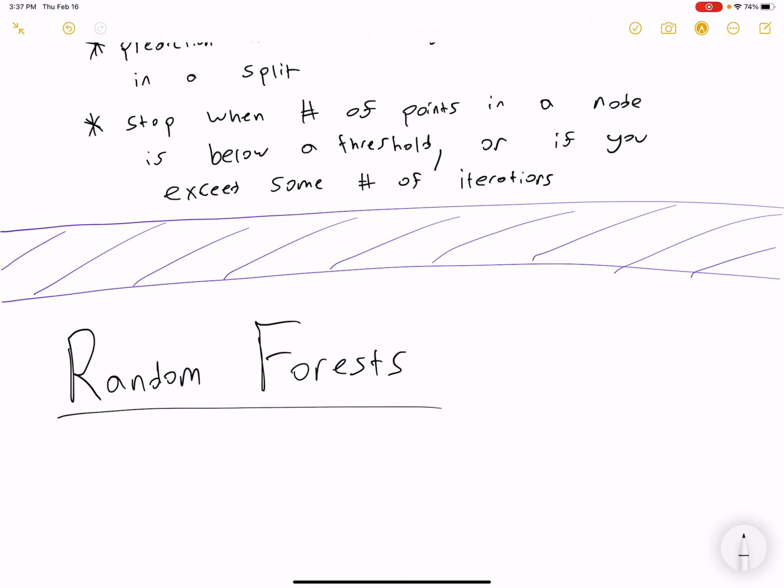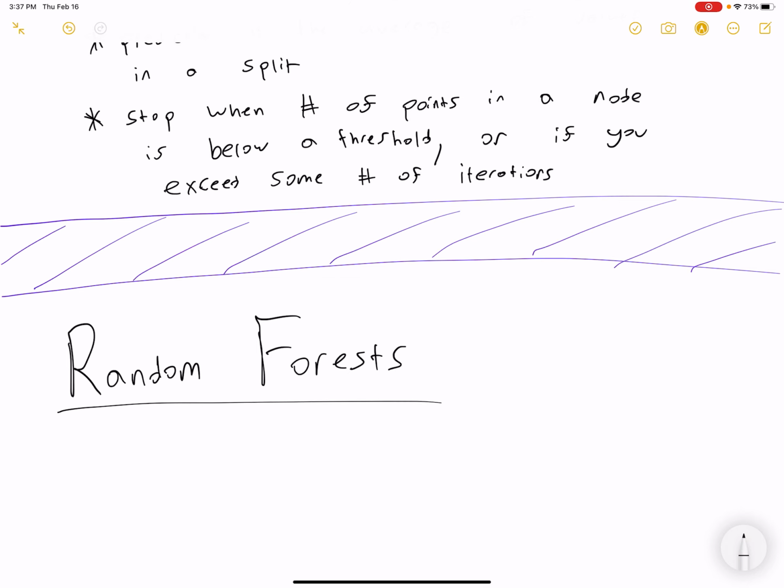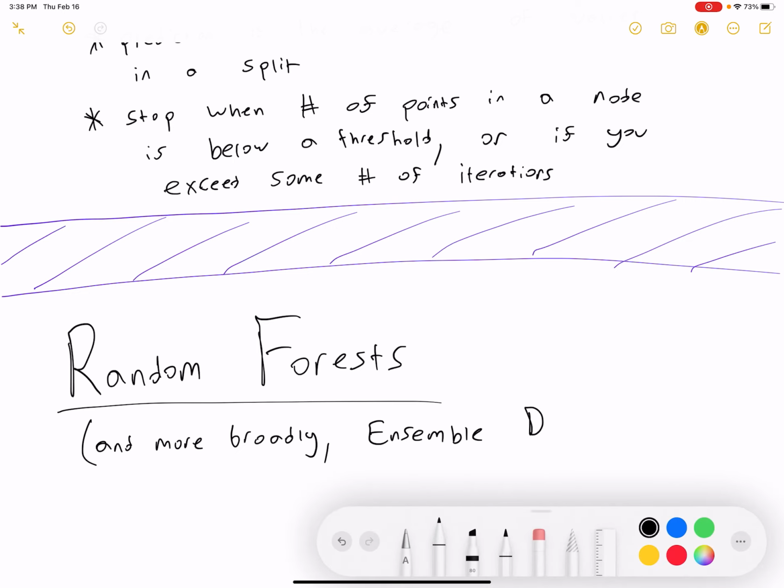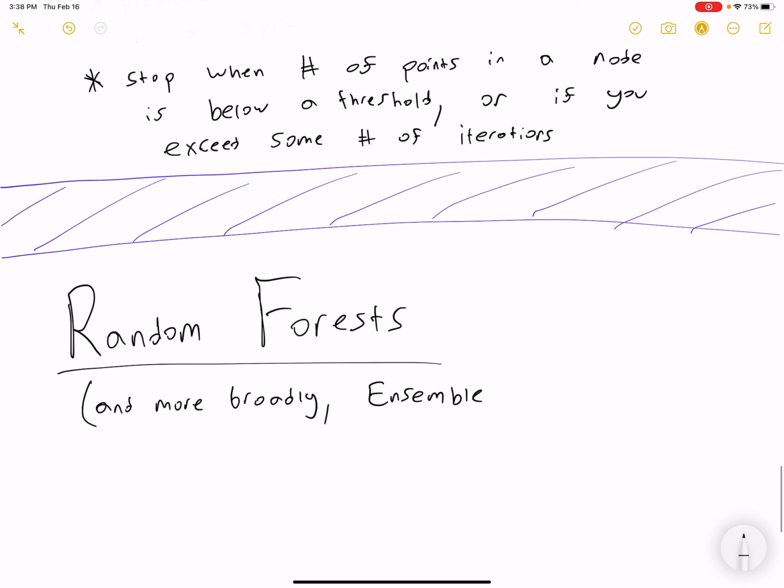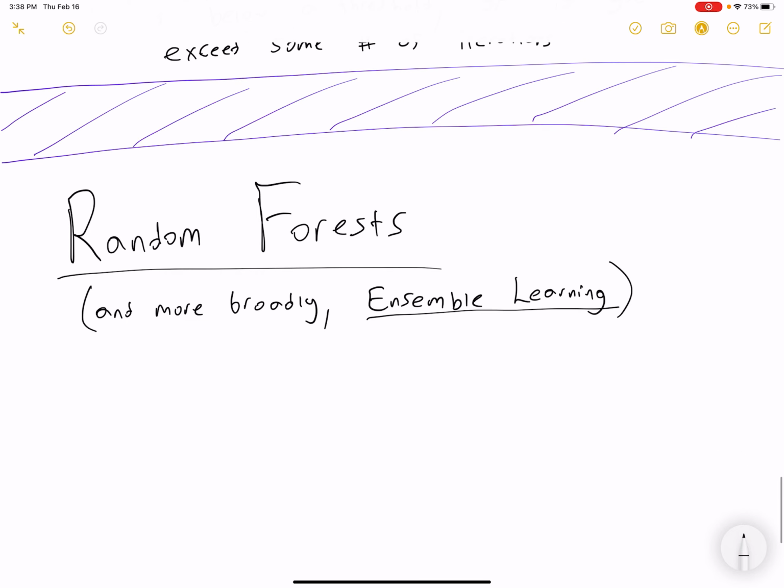So more broadly, what we're covering is a general class of learning algorithms called ensemble learning. And ensemble learning can be applied to decision trees, but it doesn't have to be. But when it is applied to decision trees, that's called a random forest. So the general idea in the case of a random forest: one, build many decision trees.